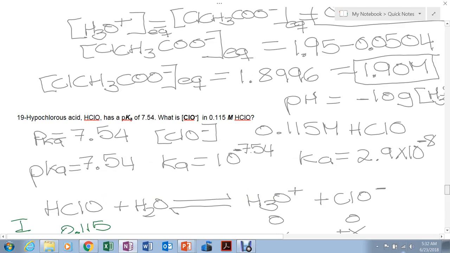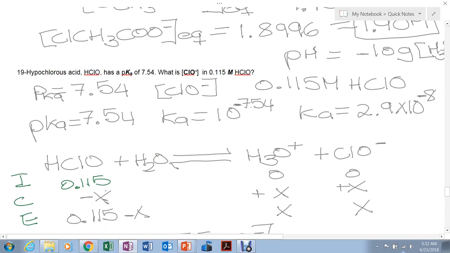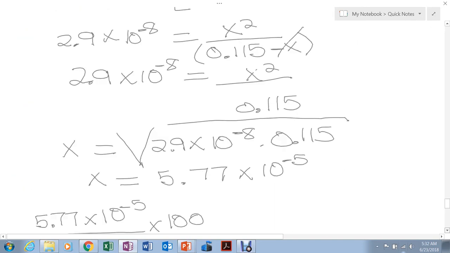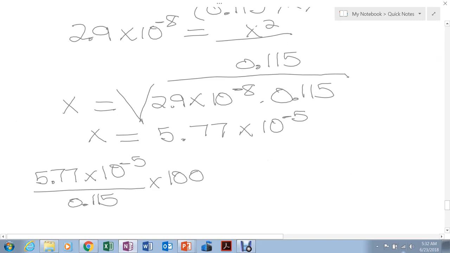So the concentration, you can finish this, the concentration of this would be, this is only what they're asking for. So it's the x, okay? So the x, this is the concentration of ClO negative. Okay, let's go and do the next one.